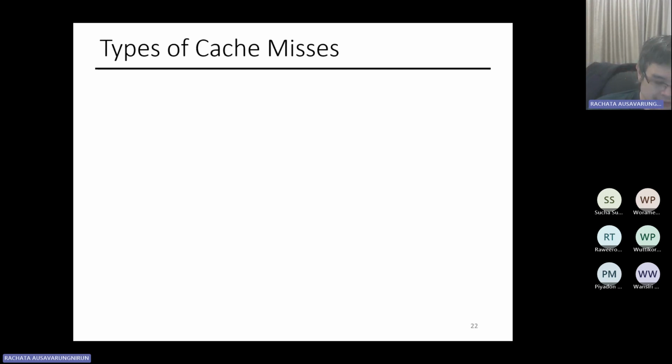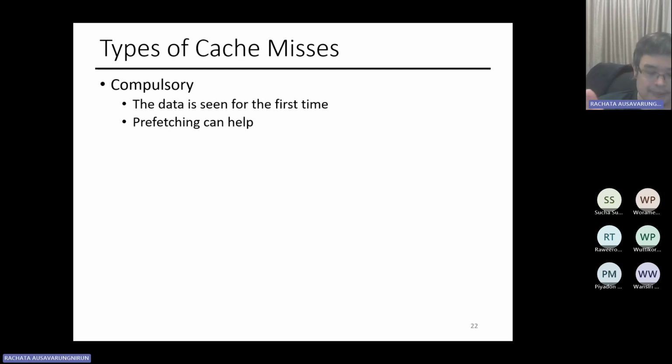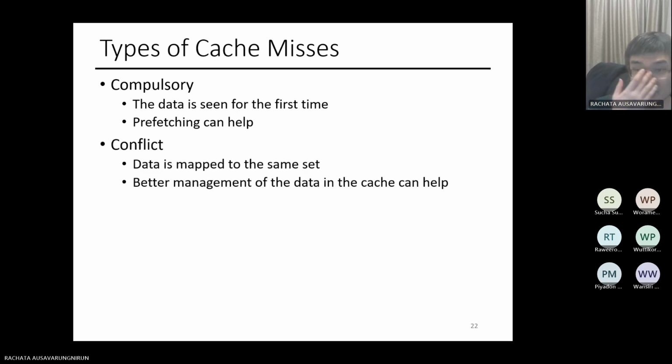Now, in terms of cache misses, there are 3 types. There's compulsory miss. This is basically data seen for the first time. There's nothing you can do, it's going to be a miss, except when you do prefetching. Prefetching uses special instructions that you can issue to say, I know I will need this address, get me this address beforehand. The CPU will then try to get the data into your cache beforehand.